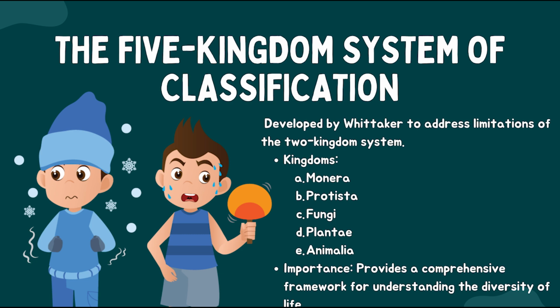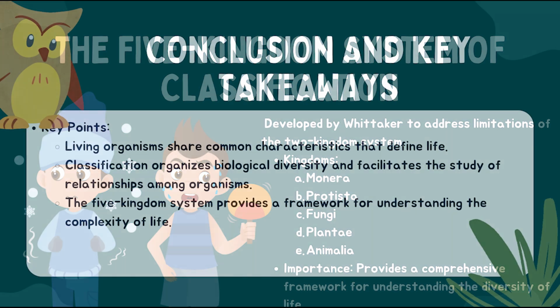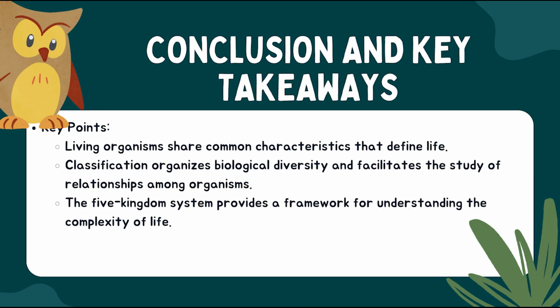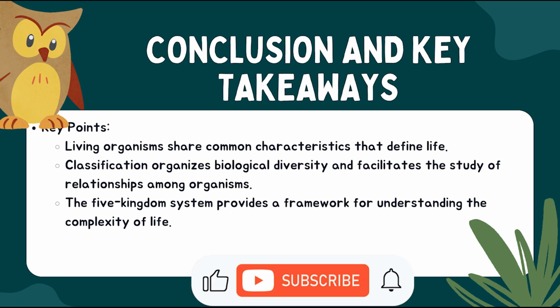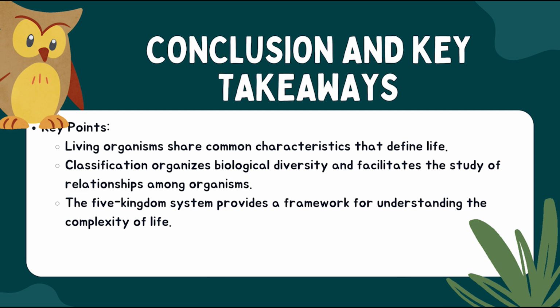Let's summarize what we have learned. All living things share key characteristics, from cellular organization to reproduction. Taxonomy helps us classify and understand the diversity of life. The five kingdom system and the three domains of life give us a clear picture of the relationship among organisms. Understanding this system allows us to better appreciate the living world and our place in it.